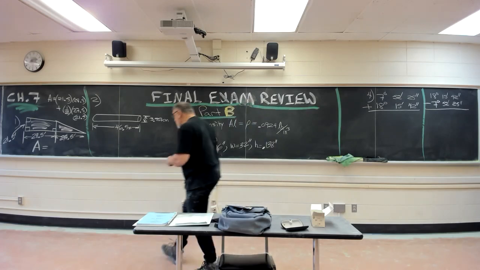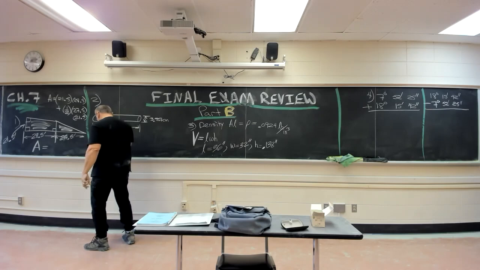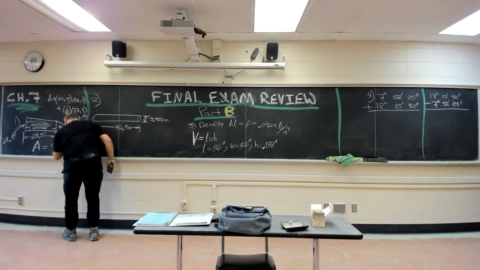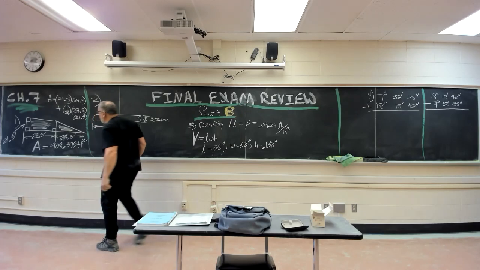What we have here is the 21.5 times 28.5 plus 1/2 times 27.5 times 21.5. 908.375. 908.375 square feet. That's it.